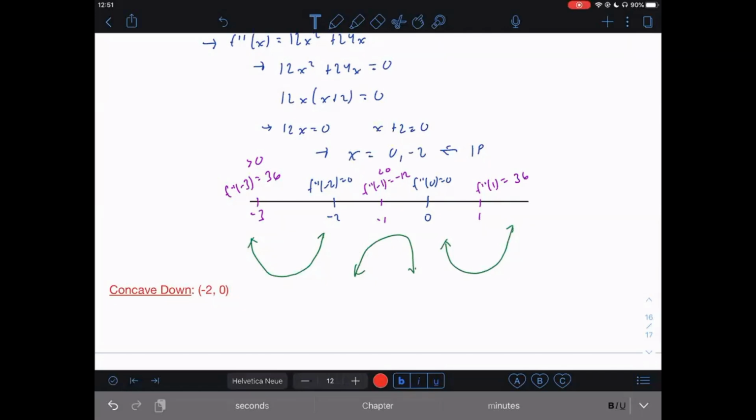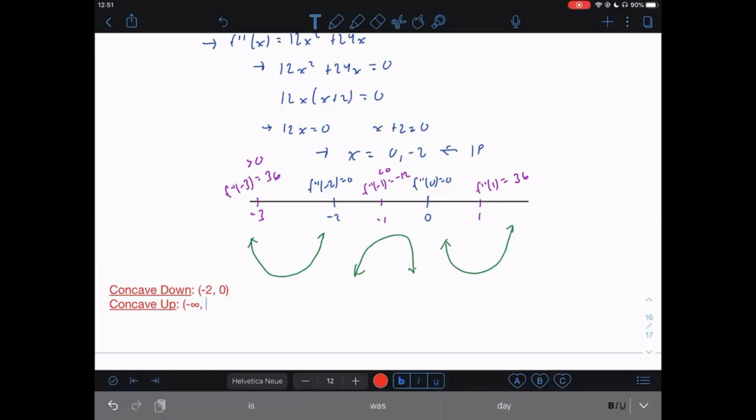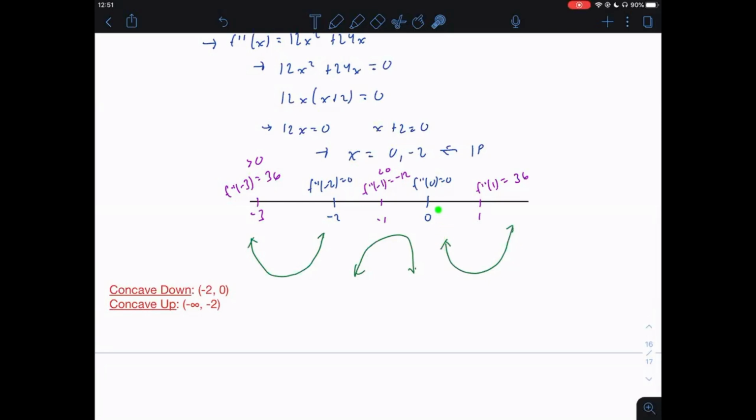Okay. And then our function was concave upwards at two separate intervals. It was concave up before -2 and then after 0. Again, this means that if we pick any number before -2, like -3, -10, -1,000,000, the second derivative will be positive. So our function is opening upwards from -infinity up to -2. But it's also concave up when x is greater than 0 up to positive infinity.